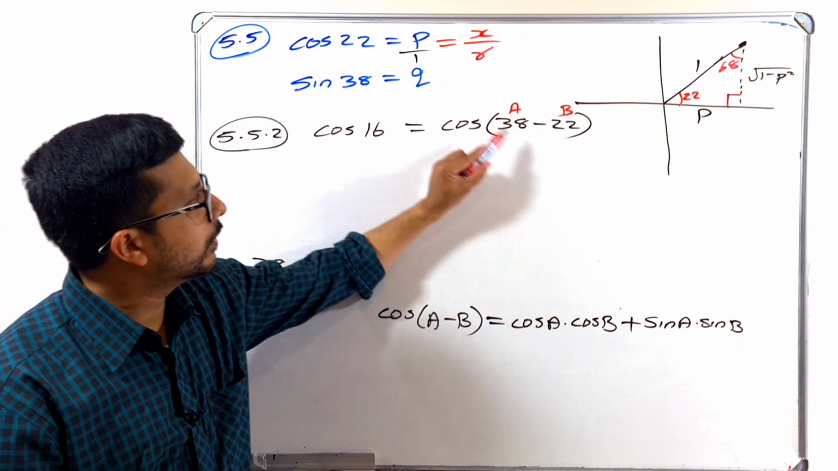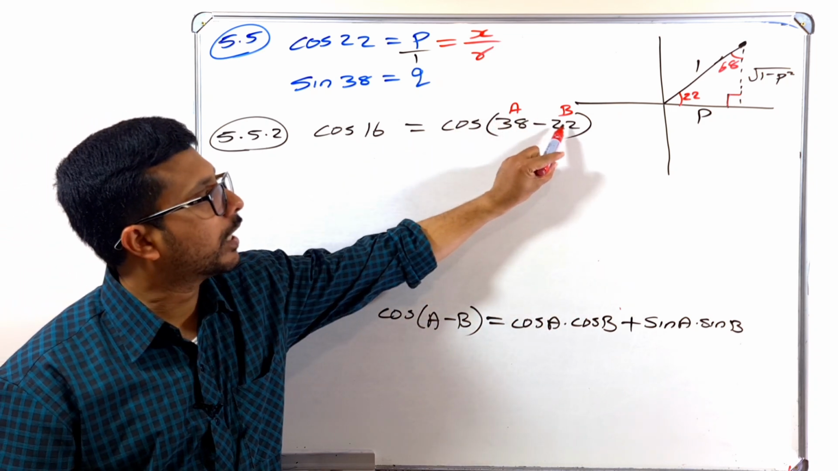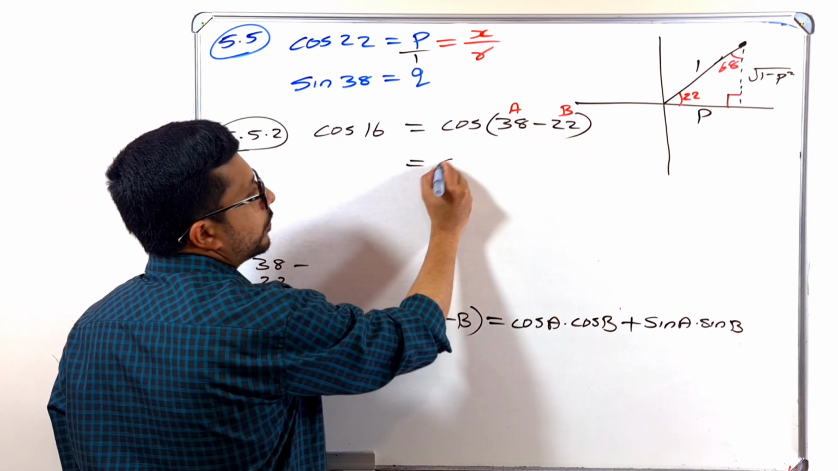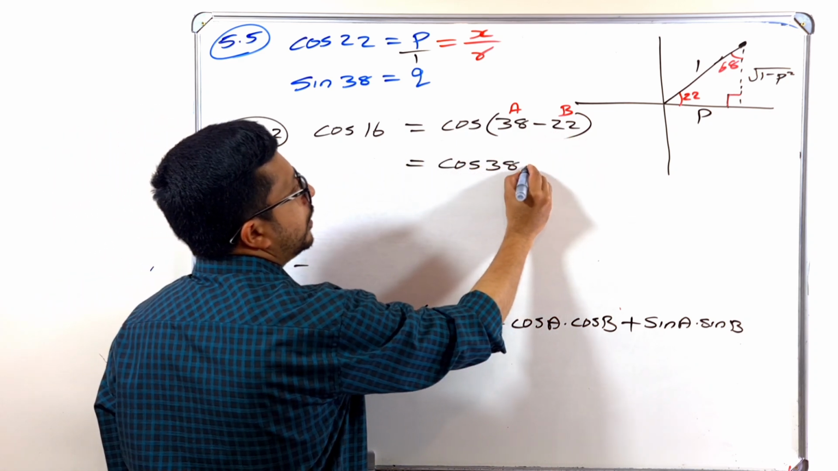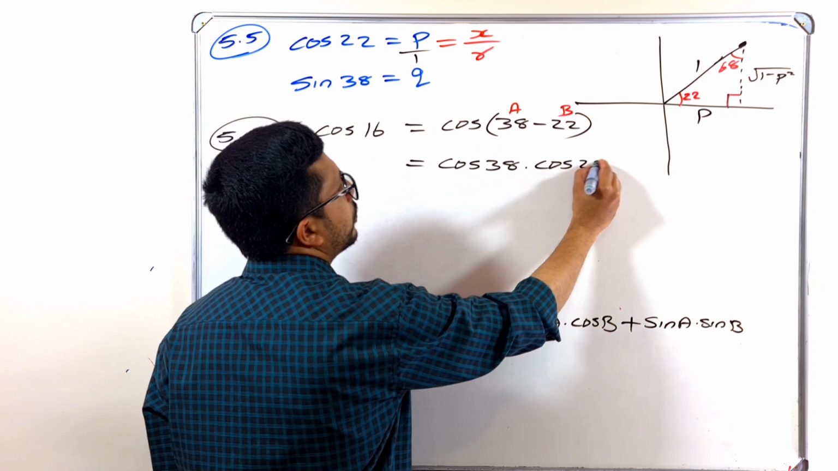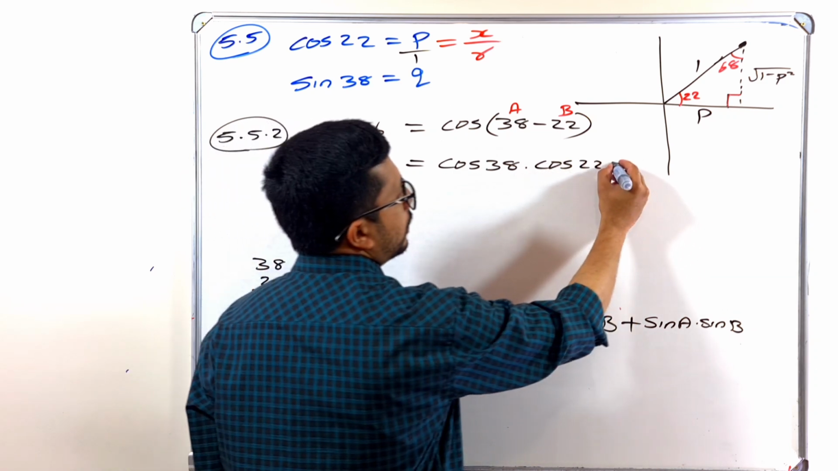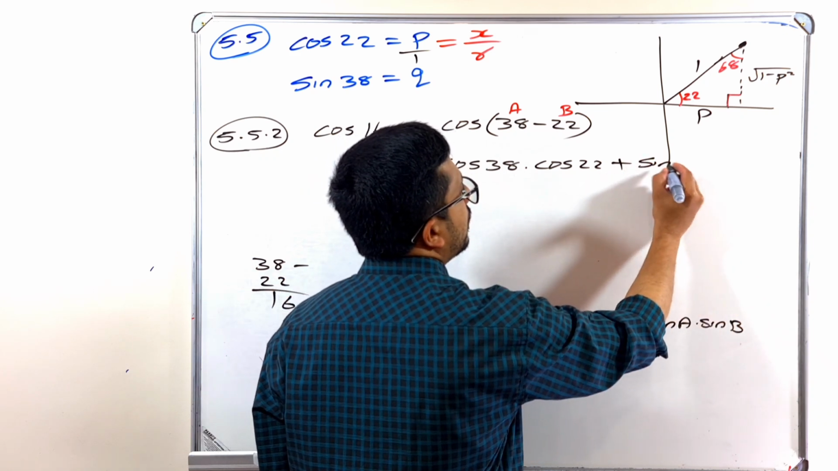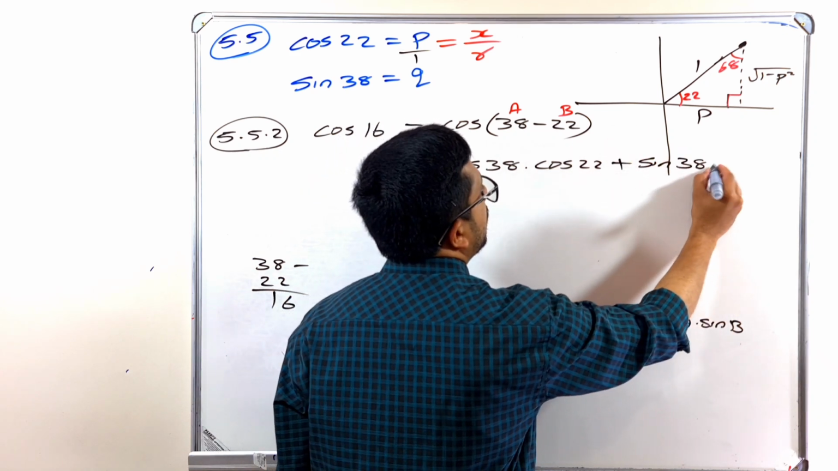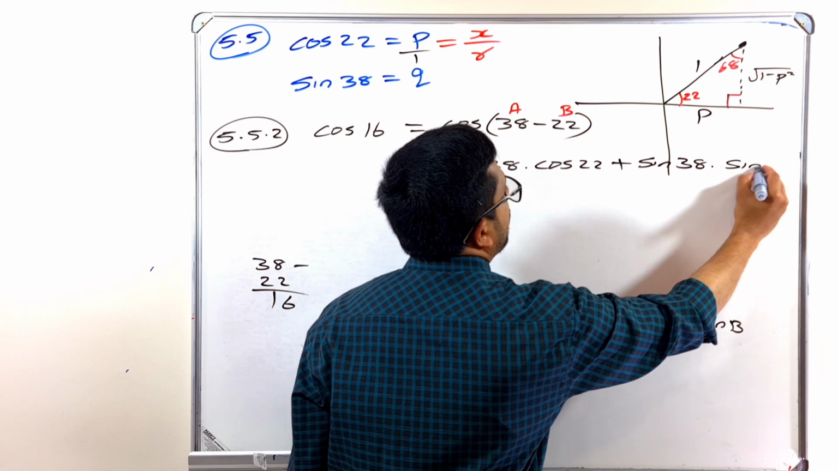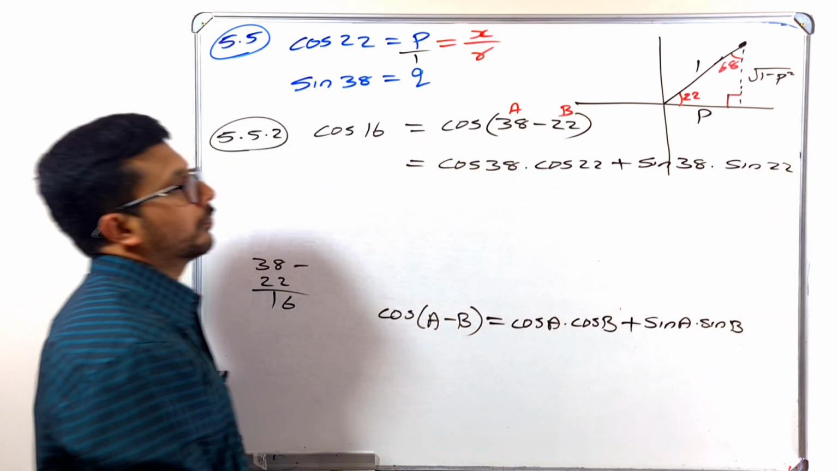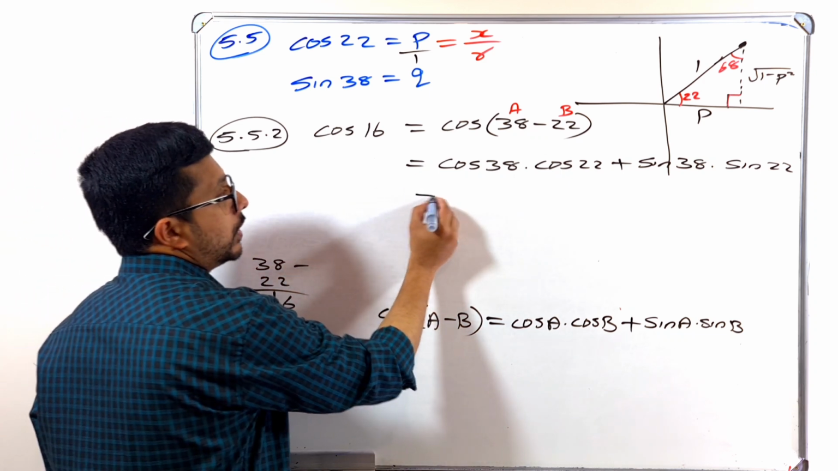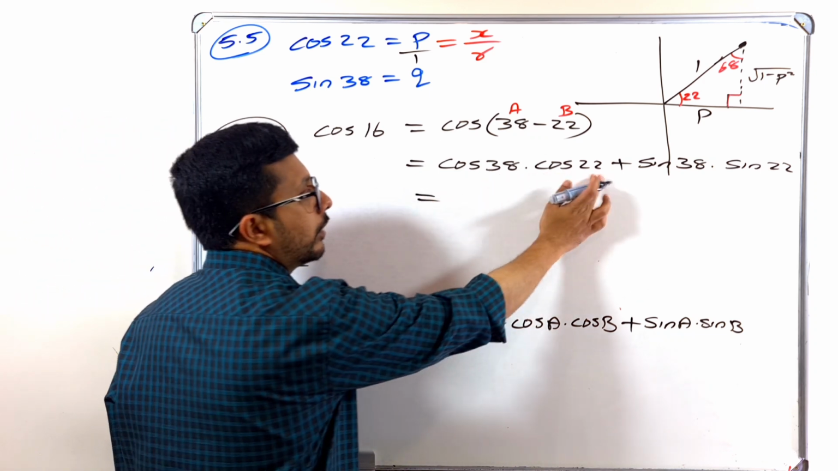Cos A cos B, cos 38 into cos 22, plus sin A sin B, sin 38 into sin 22. Now we must be very careful, because here one angle is 38 and the other one is 22.